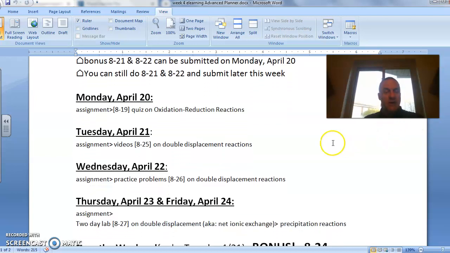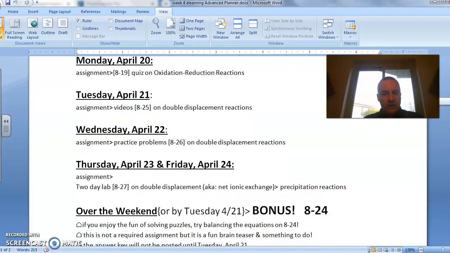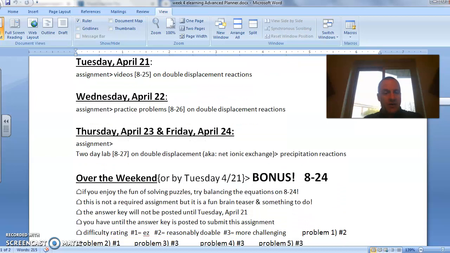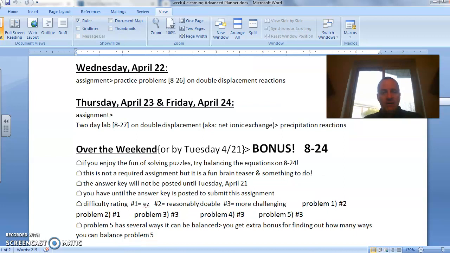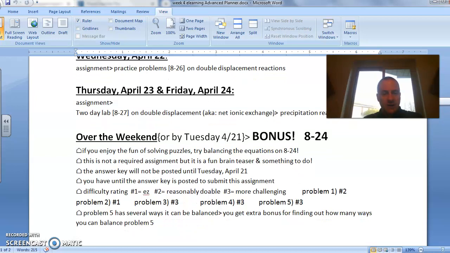Speaking of videos, today we jump into double displacement reaction week with 8-25 videos. Complete the handout that goes along with it, and when you're finished, you'll submit it. Looking ahead, tomorrow we'll do some practice problems with double displacement reactions, and then Thursday and Friday of this week, we have our 2-day double displacement, also called net ionic exchange, featuring precipitation reactions.